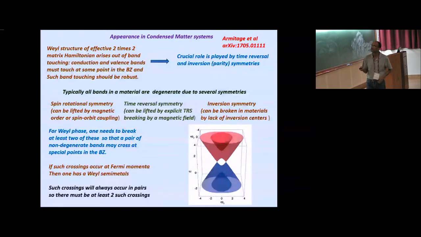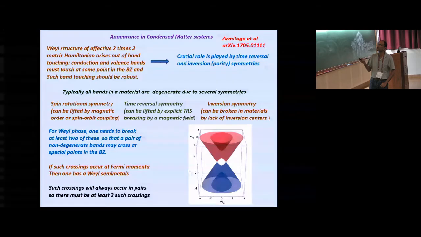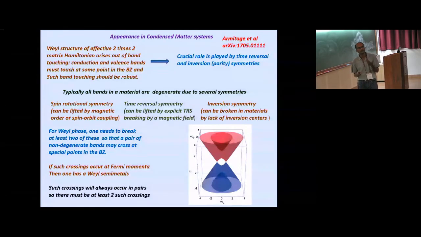To understand that, let us think of this in the following way: bands in a material could be degenerate due to several symmetries. So you could have spin rotational symmetry, or time reversal, or inversion symmetry. And you need to break at least two of these so as to get non-degenerate bands, which may then cross at special points to give you this Weyl structure. Now, spin rotational symmetry is usually lifted by spin-orbit coupling, okay? And so, for example, let's take the case where we break time reversal symmetry. Then these non-degenerate bands can cross at time reversal invariant momentum points. And if you have a crossing at k0, there would be another crossing at minus k0, and so on.